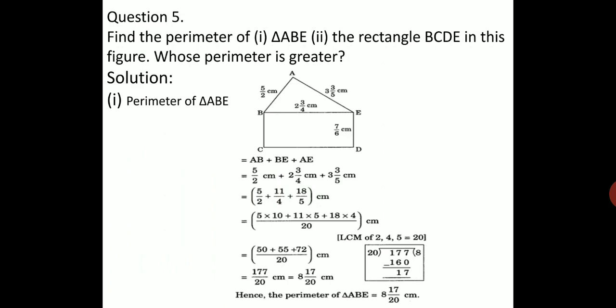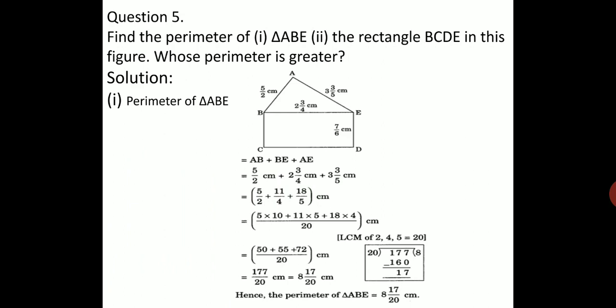So with the help of 2, I want 20. So I have to multiply with 10. The same number I have to multiply up. So 5 into 10. Now with the help of 4, I want 20. So what number should I multiply with the 4? That is 5. So I have to multiply 11 also with the 5.